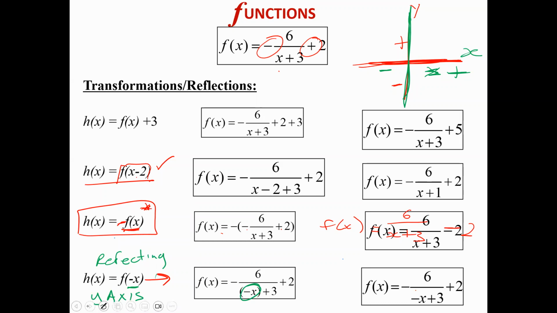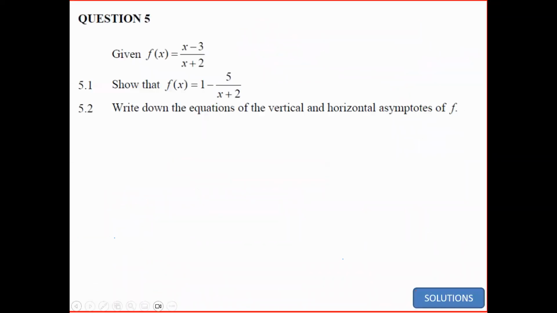Any questions on transformation? So as math students who are writing a grade 12 paper, we are expecting you to be able to describe transformation in words and also come up with the equation. So a paper can tell you this. Give us the equation of h of x, where f of x is reflected on the y-axis. And you must know all you're doing there is changing the x to negative. Any questions?